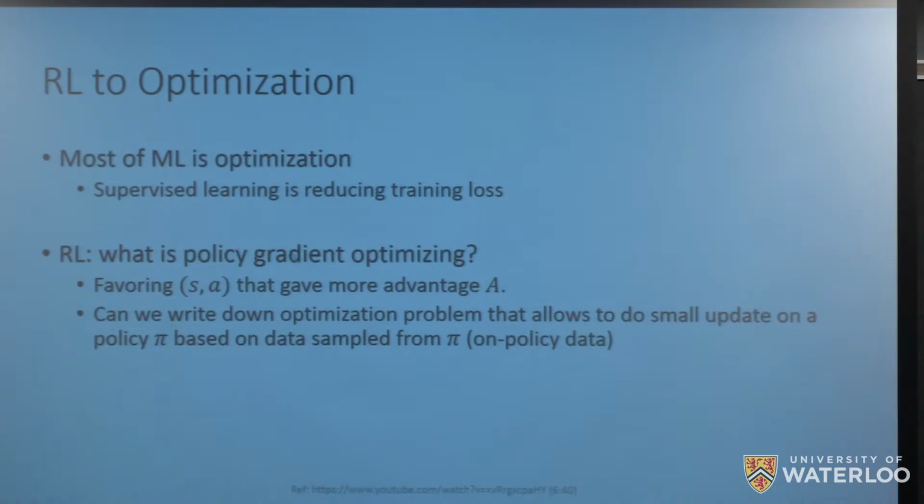What happens in policy gradient optimizing? What is policy gradient optimizing? It's simply favoring the tuples of state and action that give more advantage, but the vanilla policy gradient is not really optimizing anything. TRPO, by the way, is trust region policy optimization. It suggests that we can write down an optimization problem that allows a small update on the policy based on the data that was sampled from that policy, so that we can ensure there is always improvement in the policy and no degradation.